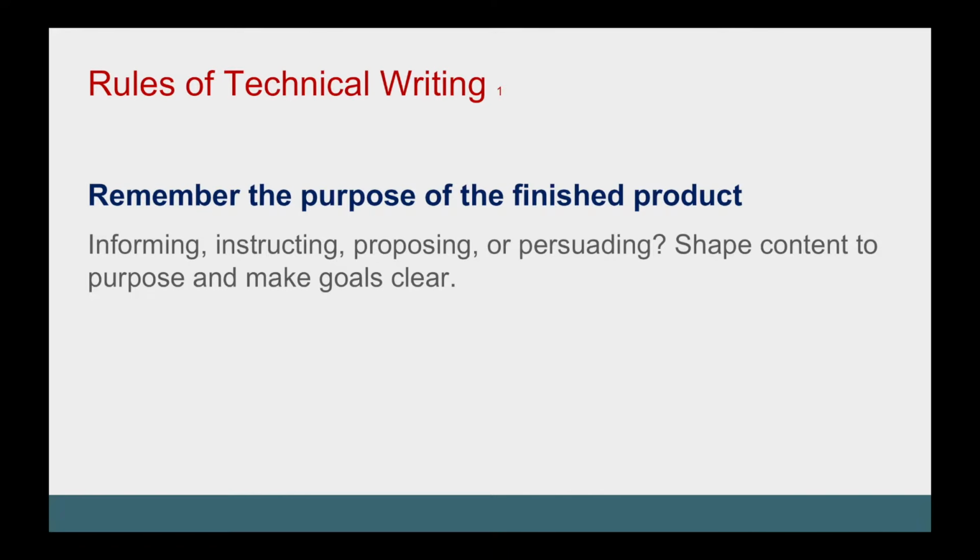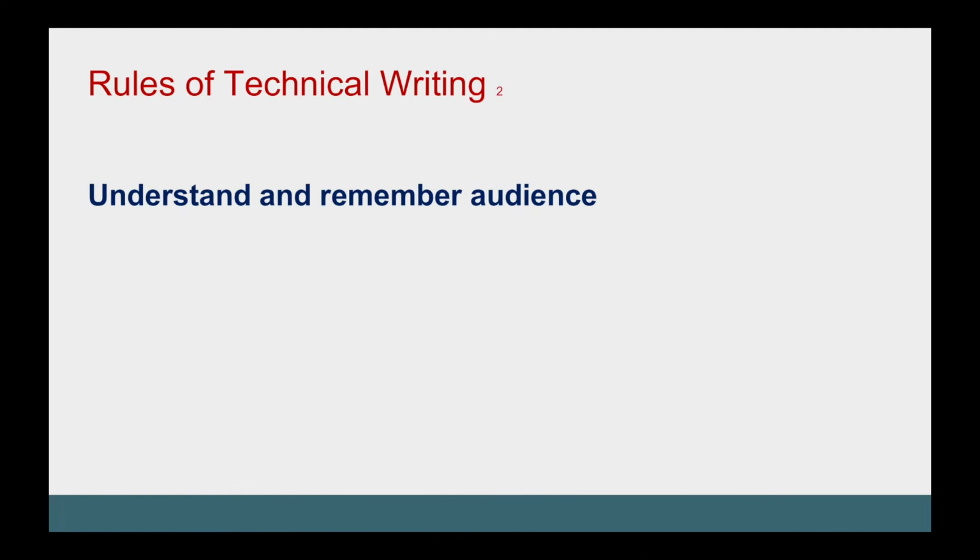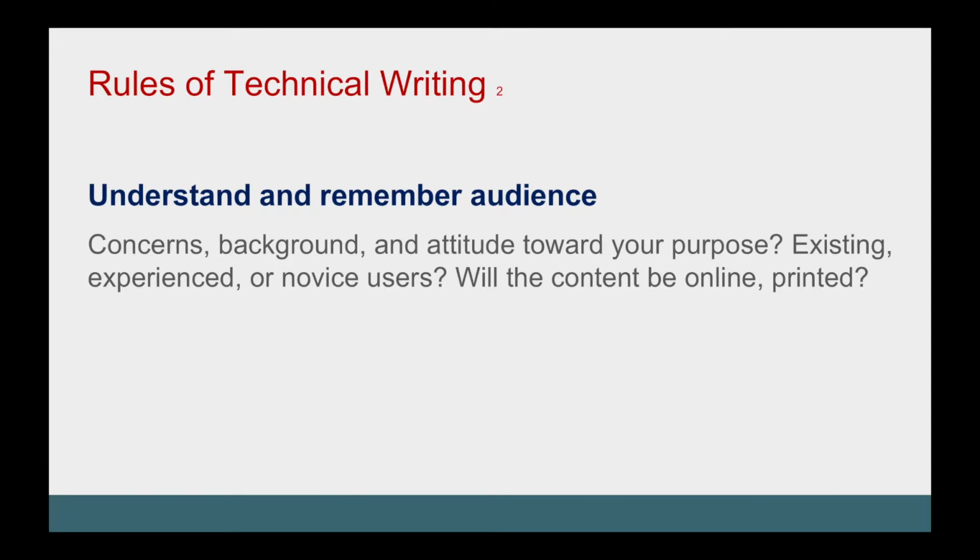The first rule is to remember the purpose of your writing. Are you informing, instructing, proposing, or indirectly persuading? Writings will look very different depending on the purpose, and if you write without purpose, you will probably not receive the desired results. Be sure to shape your writing to fit the purpose and make your goals clear as early as possible.